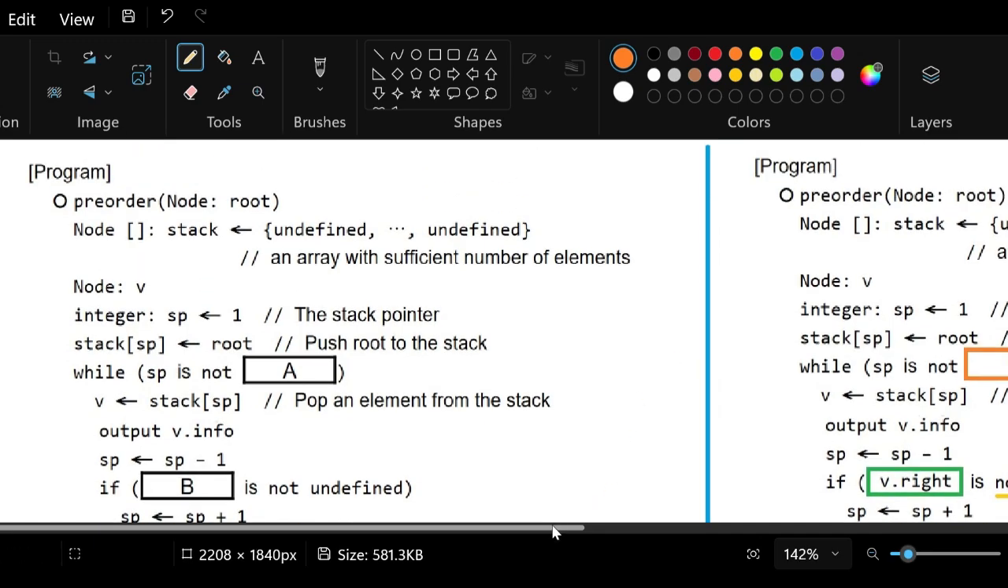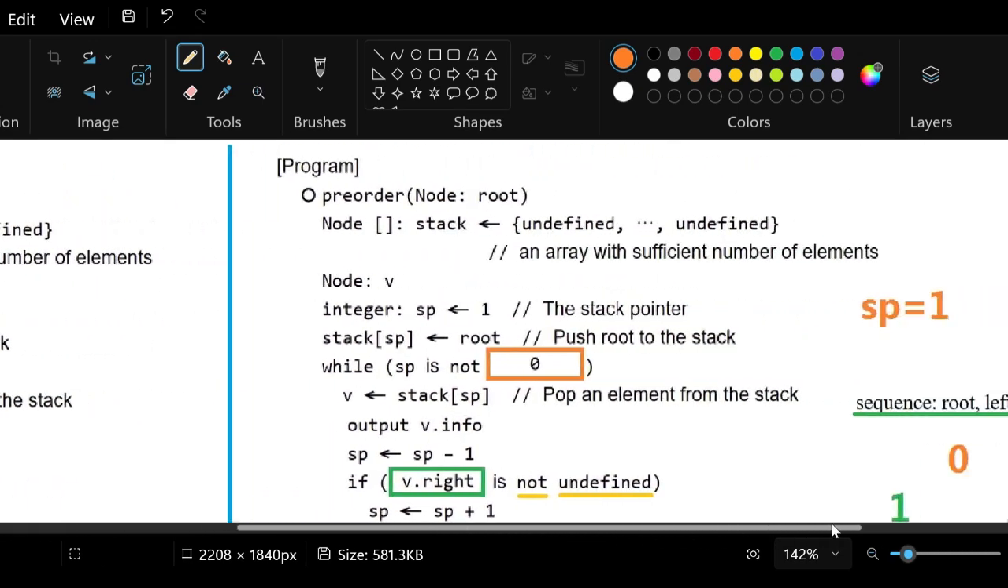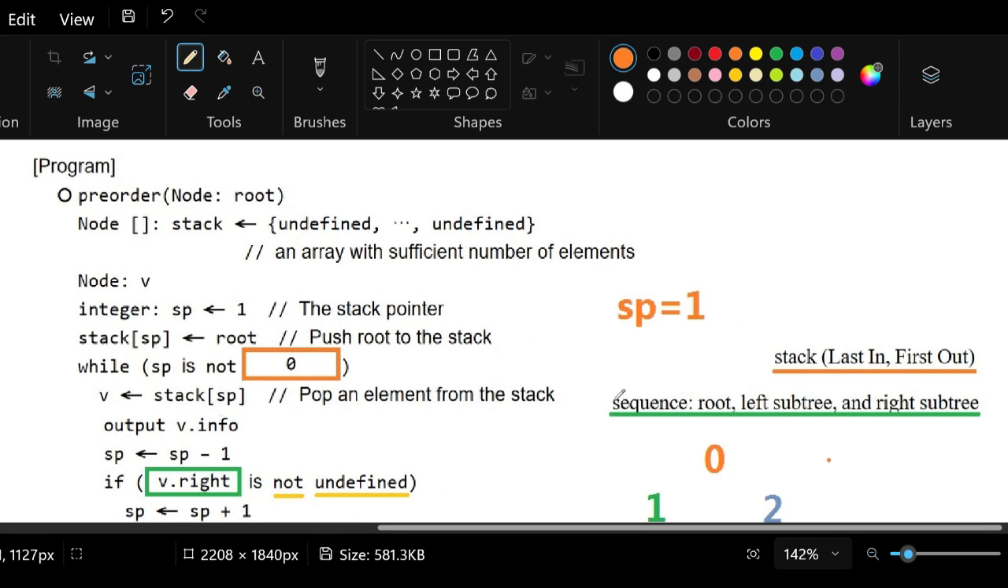Okay, if we look at the program, I put here the answers already in the blanks. Let's see, we got the preorder function, and again what we need to do is make sure that the output sequence would be root, left subtree, and right subtree, while thinking about that the stack is last in first out.